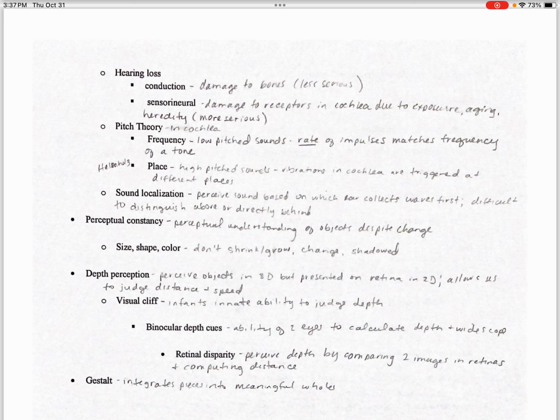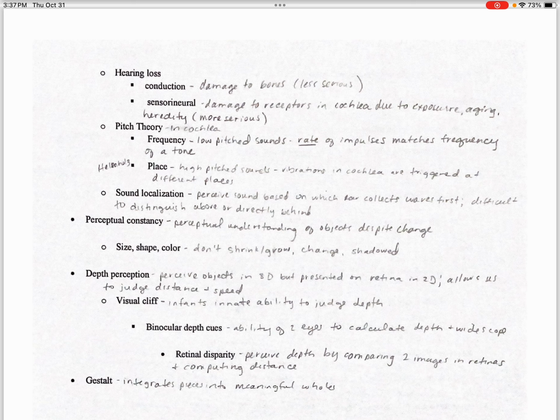The place theory is how we understand high-pitched sounds. These are from vibrations in the cochlea, which are triggered at different places. So remember, whether it's closer to the base of the cochlea or to the apex of the cochlea determines its pitch. And if it's at the base of the cochlea, it's a higher pitch. And remember those little hairs in the cochlea, they're triggered by the movement of the basilar membrane. So if they're triggered at the base, then that movement will help us perceive a high-pitched sound.